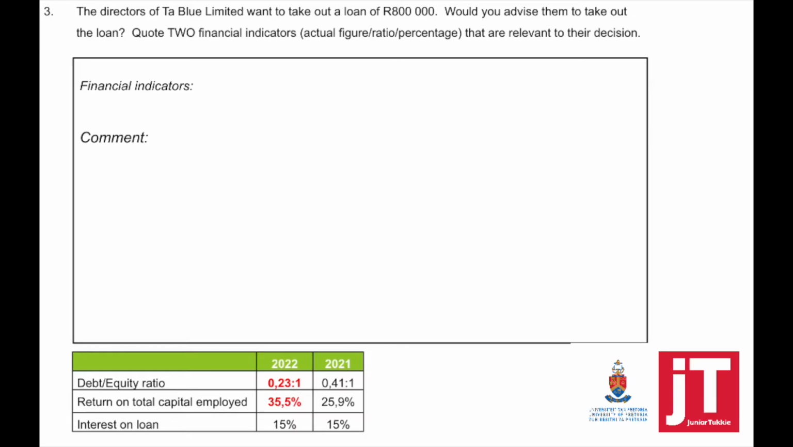So when we're commenting now on this, question number 3, the directors of Tableau Limited want to take out a loan of 800,000. So they are looking at financing the business through borrowing 800,000. Would you advise them to take out the loan? Quote 2 financial indicators that are relevant. So when you see this type of question about an additional loan, should we take it out or not, and you have to quote 2 financial indicators, we always use the debt equity ratio and the return on total capital employed.